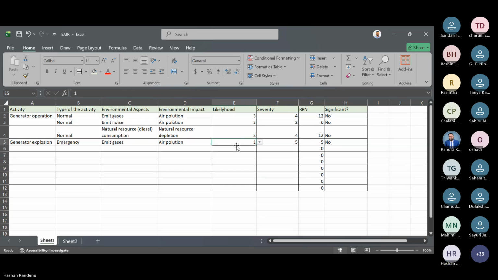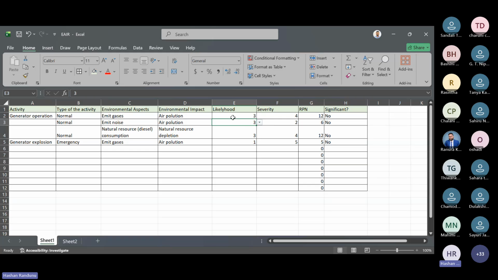As of this scoring criteria, any aspect related to an emergency will not be a significant environmental aspect. Why? Because the likelihood of a generator explosion, or the likelihood of an emergency happening, is very low, right? Then if we don't get at least 4 for likelihood, you will not get that as a significant environmental aspect, right?